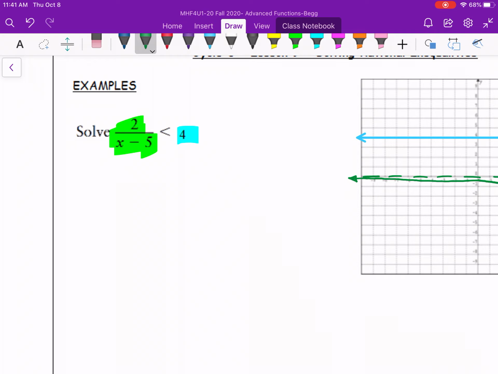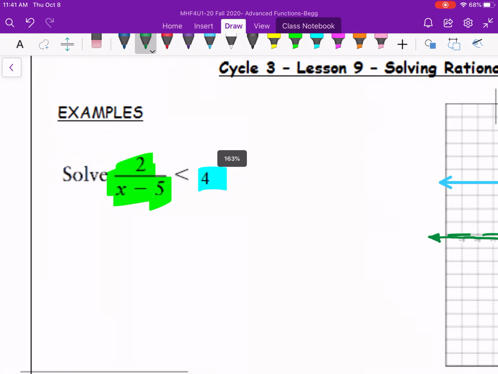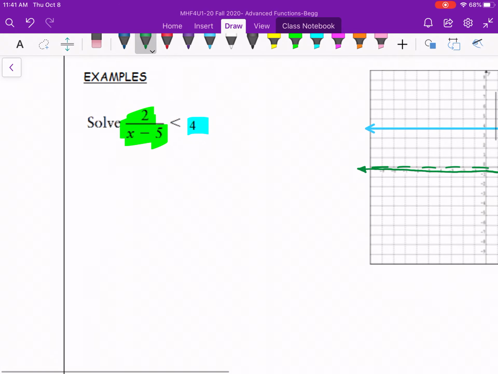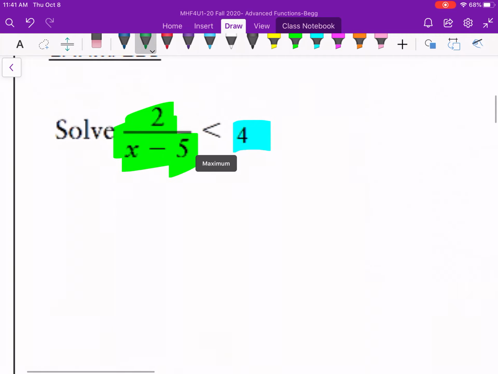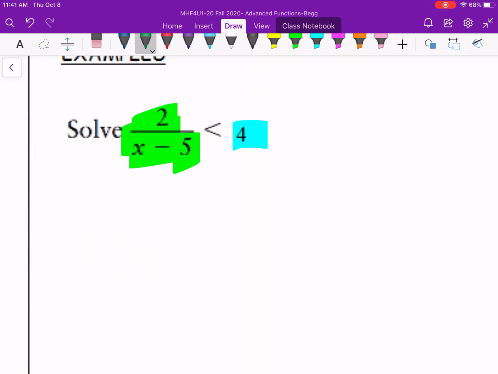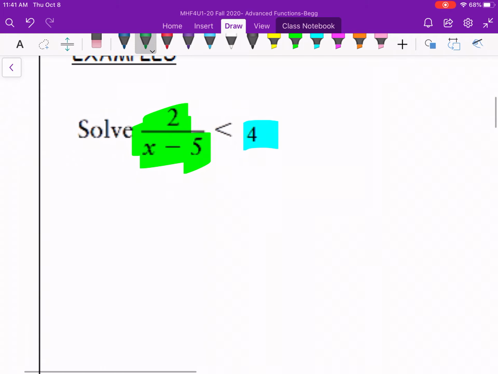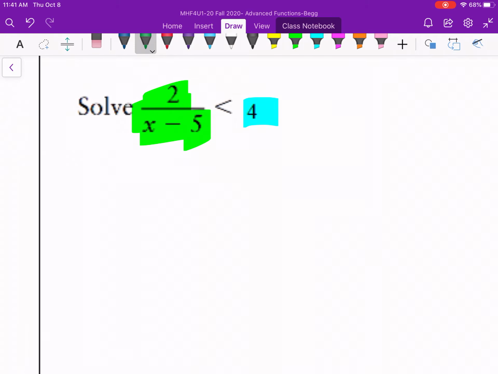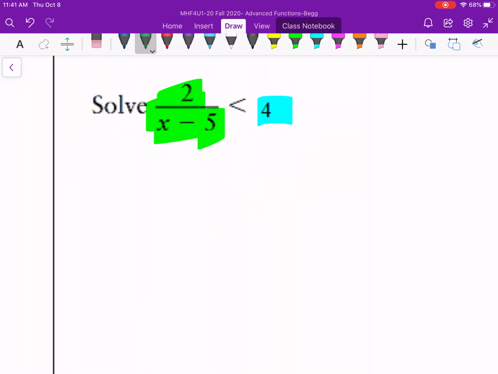Anyway, let's do two examples, a fairly simple one and a more difficult one, and then just see what comes out. So if we're asked to solve 2 over x minus 5 is less than 4, don't worry about the highlighting for now, that just pertains to a graph that I don't want to really reveal yet. Let's just solve. This is an easy enough one to solve.